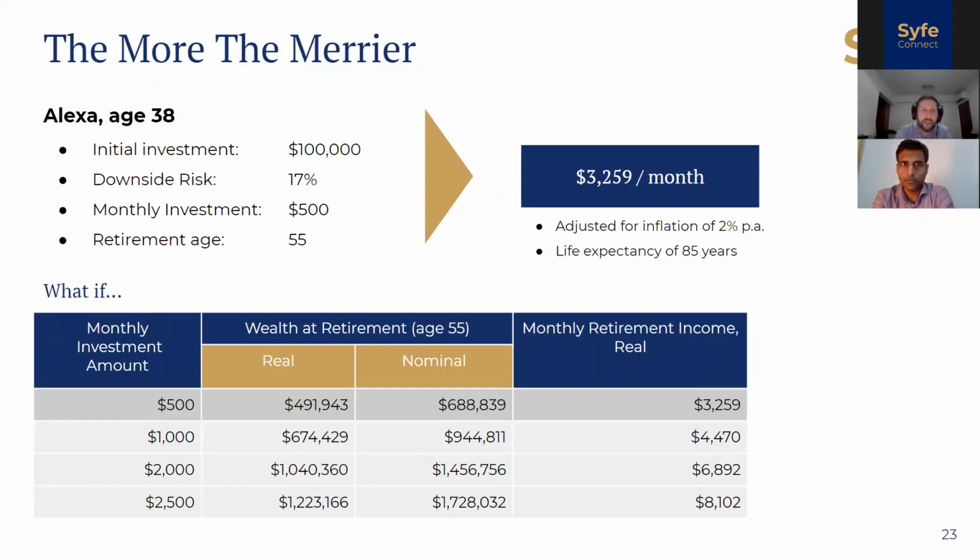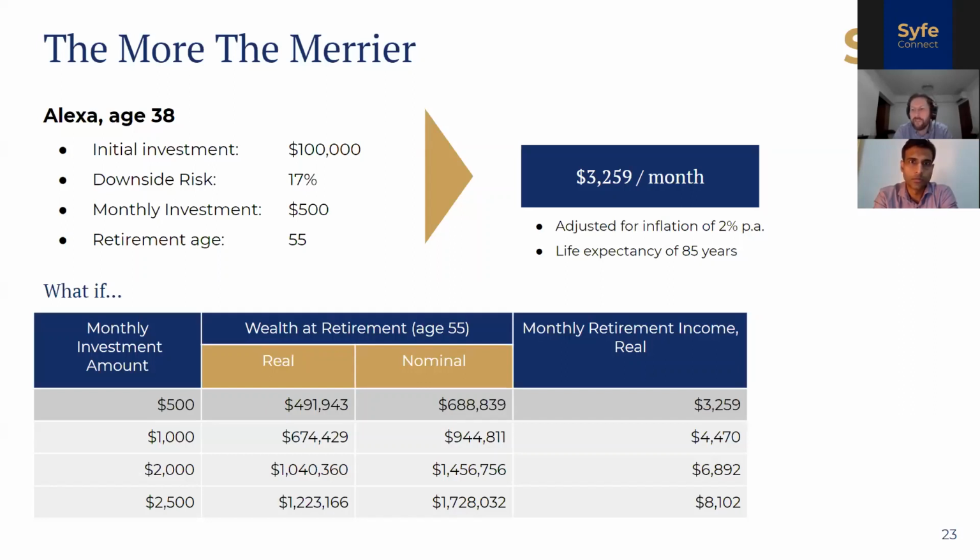Alexa started with a different initial investment amount of $100,000. She chose a downside risk rating of 17%, and then subsequently added to that on a monthly basis $500 a month. She chose a little bit of an earlier retirement age, so she chose to retire at 55, so a shorter time period by which the savings, so investments, could accumulate and grow. So the calculations prove that she could derive a monthly retirement income of around $3,200 a month, adjusted for inflation.